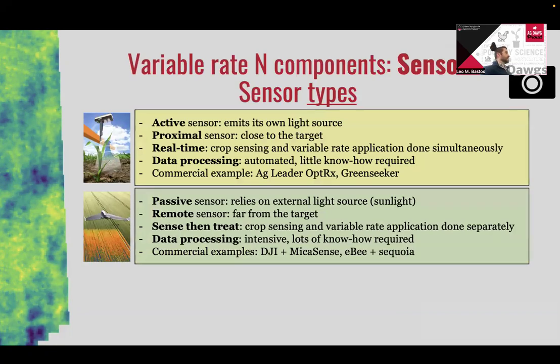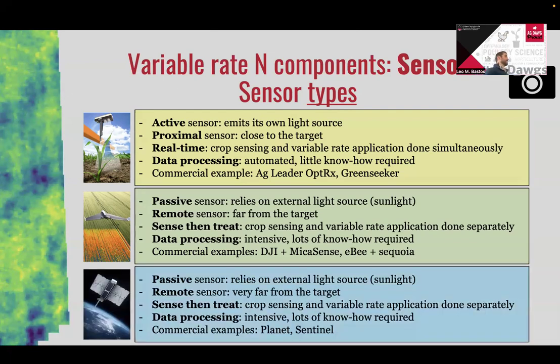We talked about passive sensors, one of the examples here being a drone with a multispectral sensor, which, if we're doing research, most of you may be working with something like this. And then lastly, a passive satellite sensor that can also be used. If you think about it, the active proximal is the least scalable because it's a sensor that the grower needs to have on their equipment, and means that they will only know how much stress there is and how much nitrogen is required once they drive over that field. So it's the least scalable.